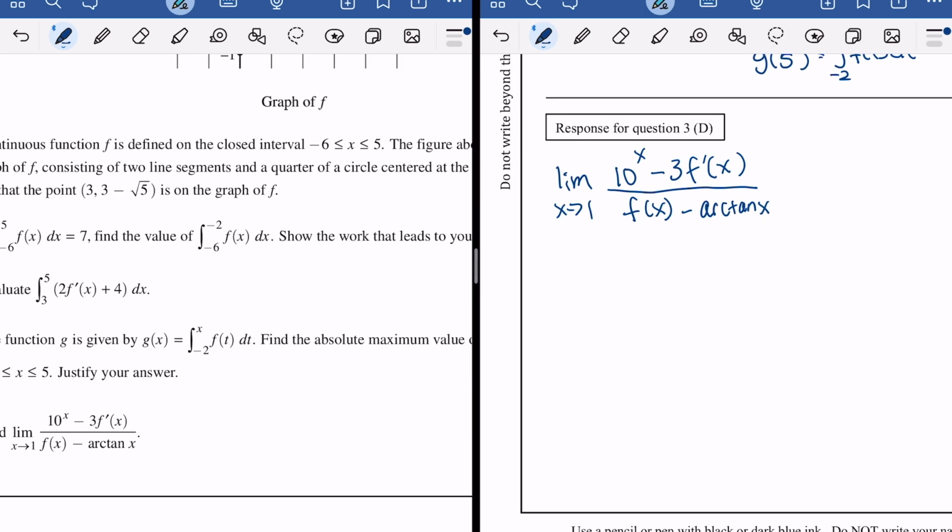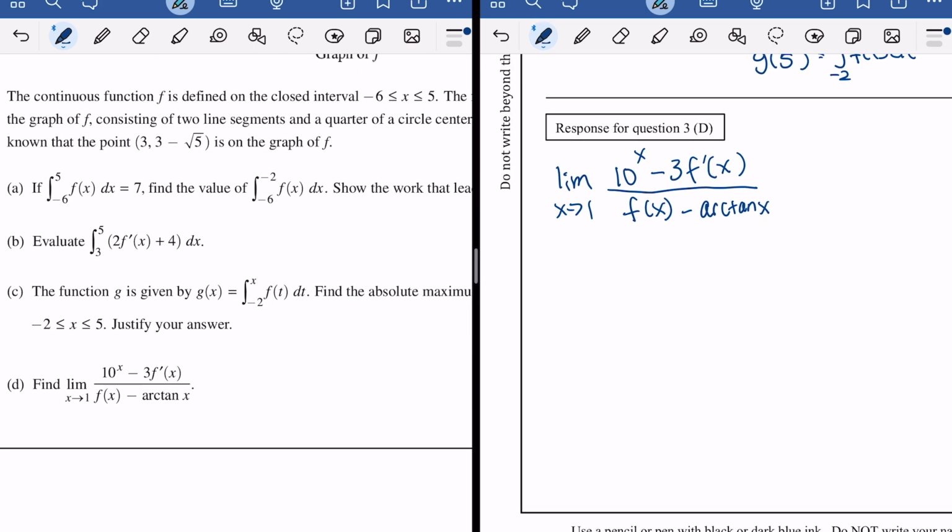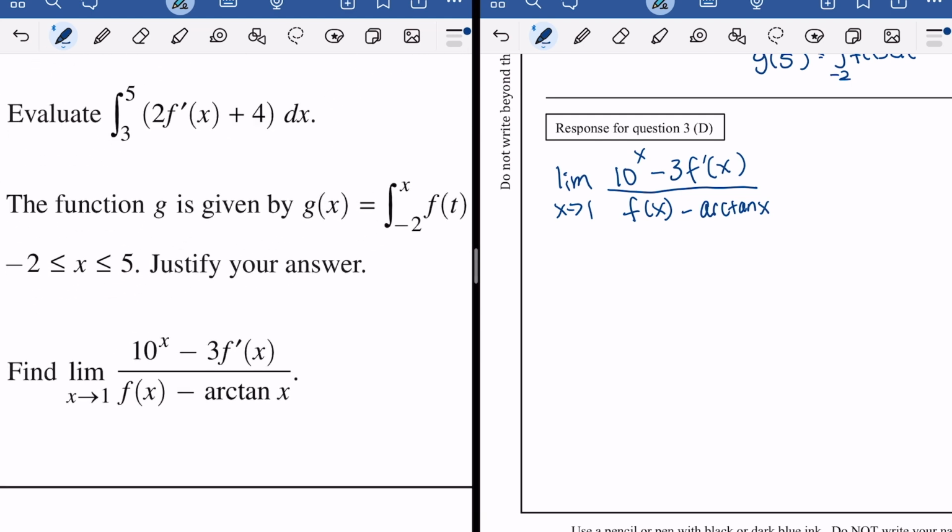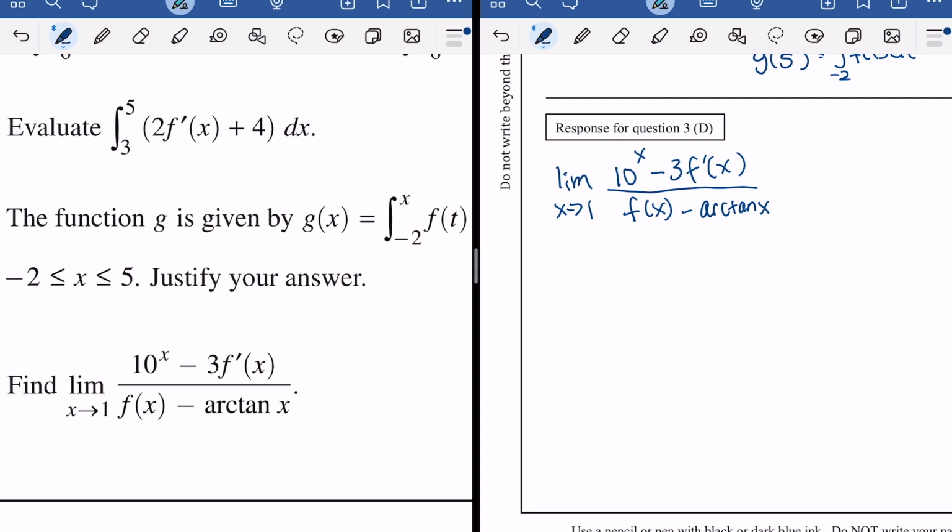Part D is asking you to evaluate this limit. To evaluate the limits, we can use direct substitution first. If that doesn't work and results in a 0/0 problem, we might need to use L'Hopital's rule or other ways to find the limit itself. So we're going to start with the substitution. If I plug in 1 to everything, is that going to be okay? Now, if you are just plugging in, there is no need to do the limit notation.